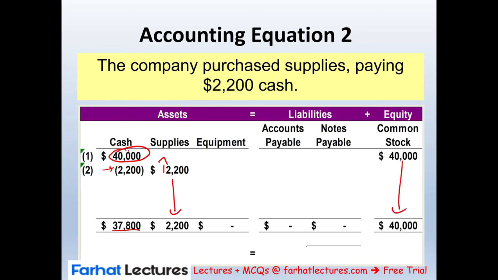Farhat Lectures provided consulting services of $1,800 and rented facilities for $200 to a customer on credit. What happened? Farhat Lectures did more work, provided consulting services. It means we generated more consulting revenues. In addition to that, we rented some facilities, maybe a piece of equipment, for $200 to a customer on credit. It means we provided services or work.